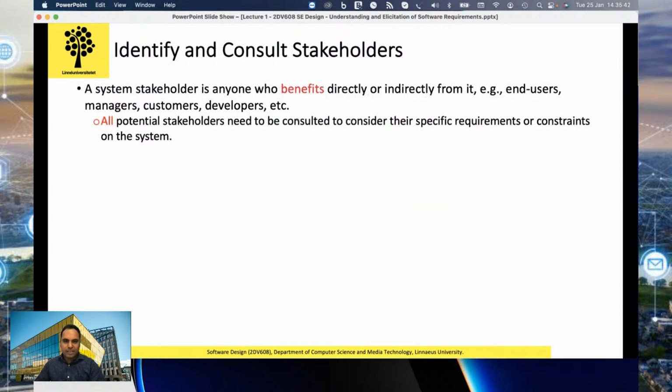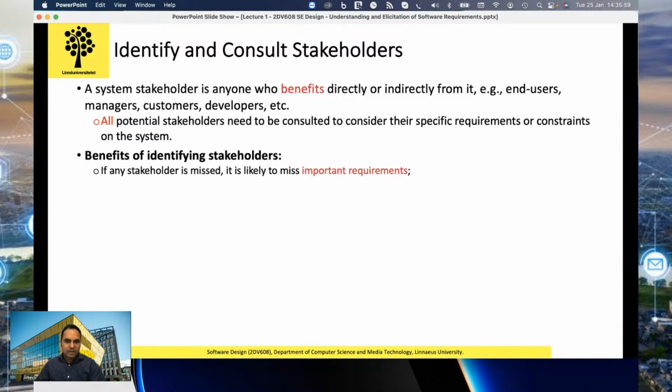And then in order to elicit the requirements, you are eliciting the requirements from the stakeholders, right? So the first step should be to identify the stakeholders themselves. And we already mentioned that stakeholders are anyone who directly or indirectly benefit from the requirements. As a first step, the benefit of identifying stakeholders is that you will not miss any critical requirements, because if you miss any important stakeholders, you will definitely miss their requirements.